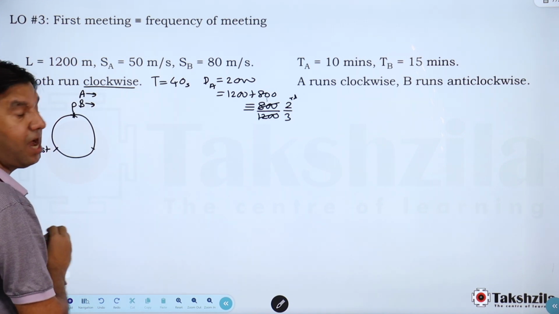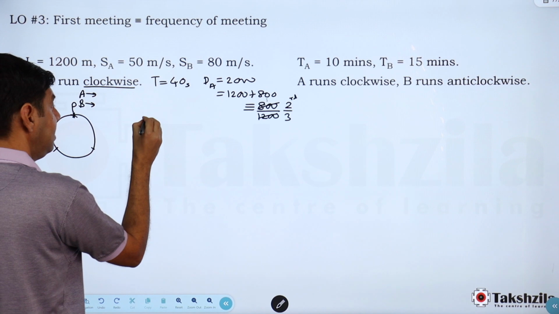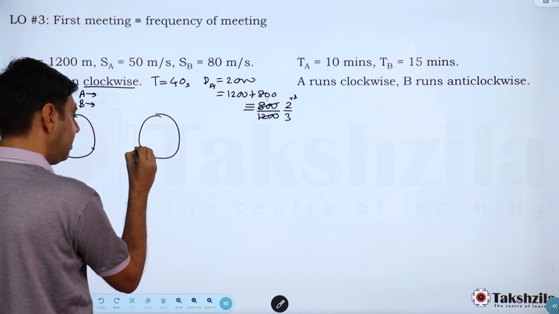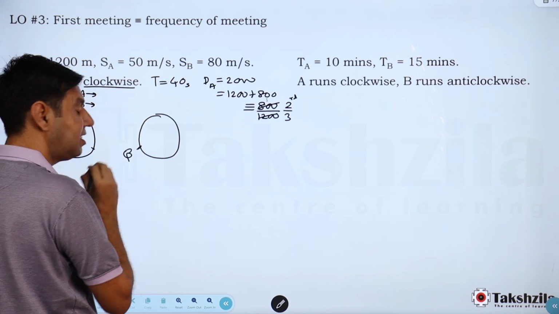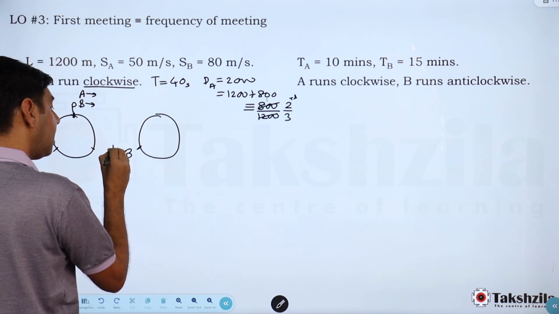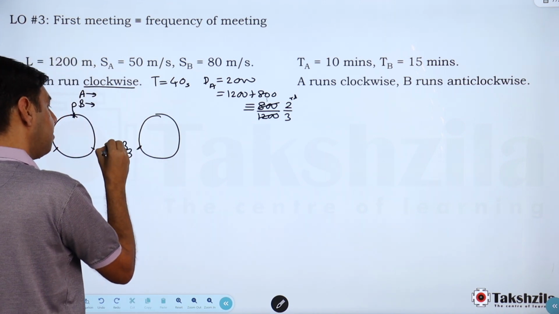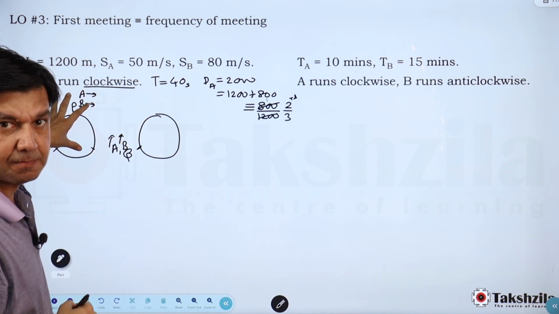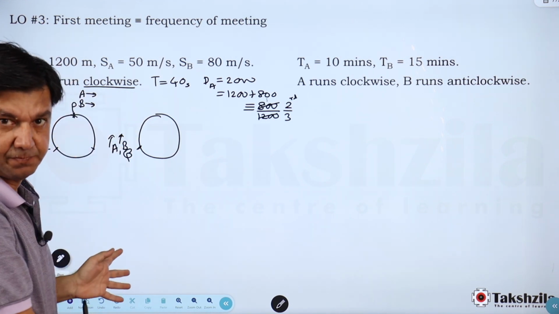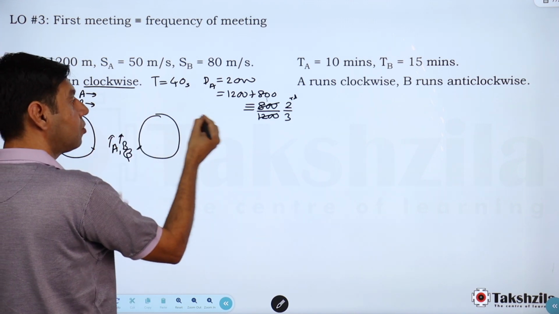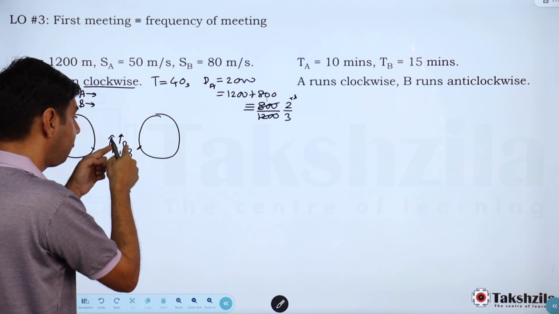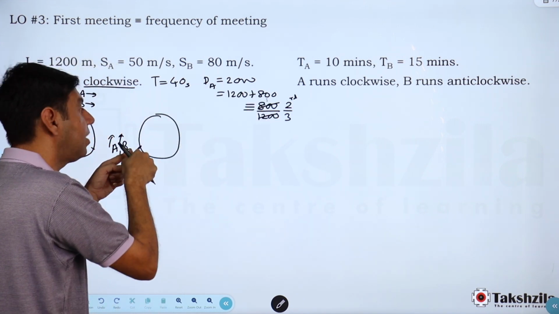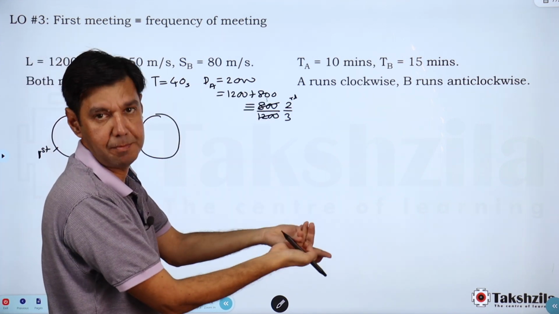First meeting. Now what we learned here is I can consider this first meeting point as a new start. Just name that point Q. Both A and B are at the same point and both are running clockwise. So this is the same as this, except it's rotated. So from here onwards also everything will be the same. From here another 40 seconds, another 1 full round and 2/3, and they will again meet.